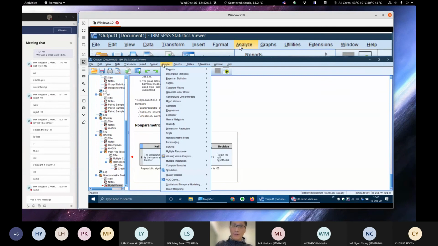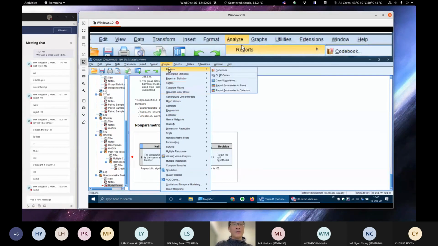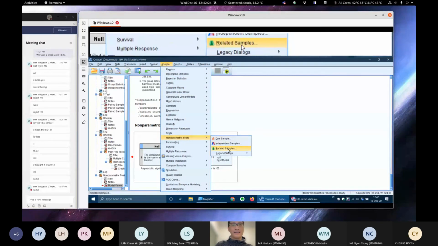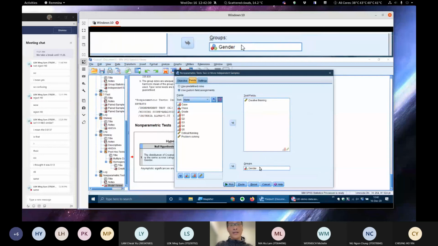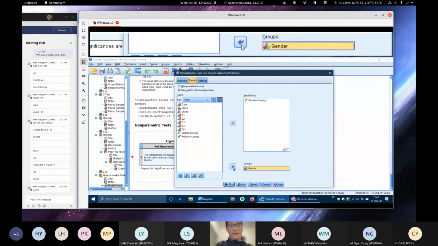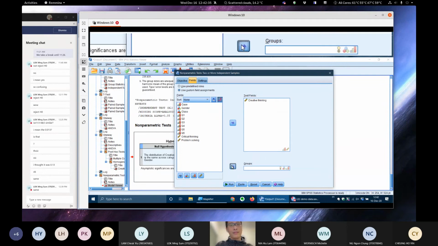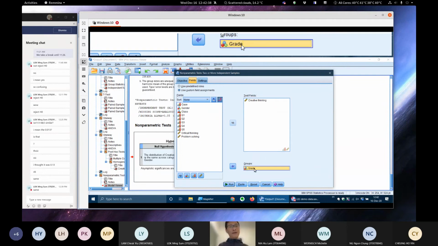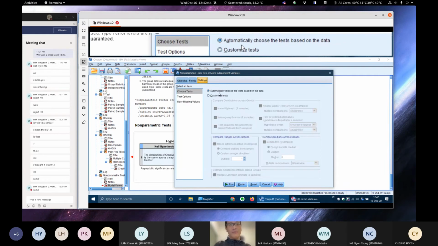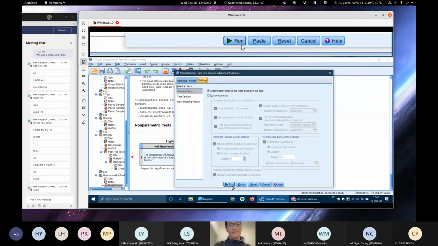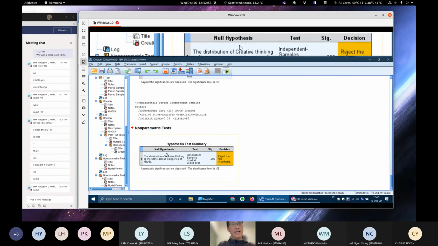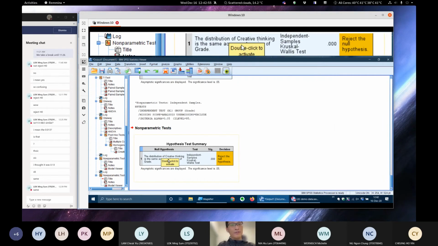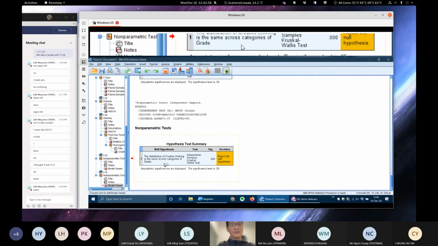But what if we compare more than two groups? Again, we go to analyze, non-parametric test, independent samples. This time, we change the grouping variable from gender to grade. For the grade here, we have three possible groups. So in the settings here, again, we use automatic and run it. This time, you look at the null hypothesis: the distribution of creative thinking is the same across grade.